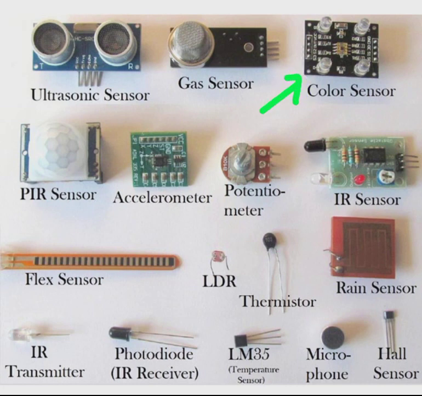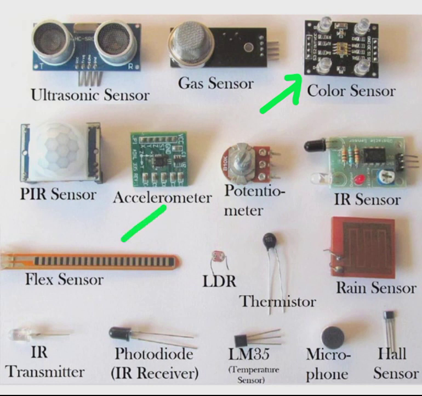Then there is this color sensor. It is on a small breakout board, also called a small PCB, and it is used to detect various colors or changes in color. Again, it will detect those changes or the colors and generate a proportional electric signal. It is also called an optical sensor.